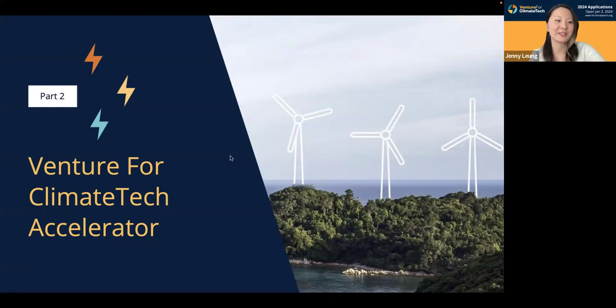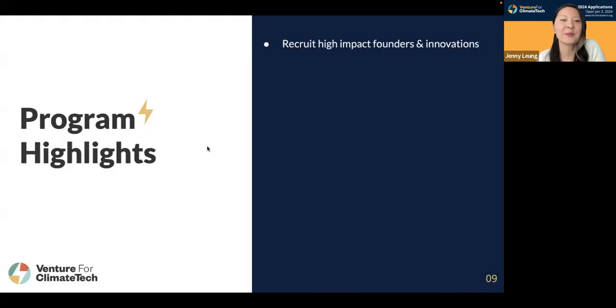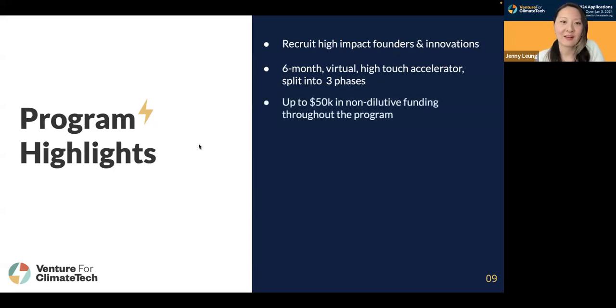I will move on to part two. This is much more about the accelerator itself and what to expect. Starting with some program highlights, we're here to recruit high impact founders and innovations. And again, it's a 6-month virtual program. It's high touch, like Devin has just alluded to, and I'll tell you what that looks like in the next slide. It's split into 3 phases, which I will also talk about. We are giving up to $50,000 in non-dilutive funding throughout the program. And again, we recruit globally. We have companies from all over the world, but we have a New York lens.